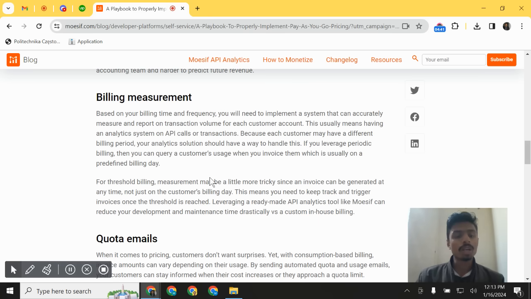If you leverage periodic billing, then you can query a customer's usage when you invoice them, which is usually on a predefined billing day. For threshold billing, measurement may be a little more tricky since an invoice can be generated at any time, not just on the customer's billing day. This means you need to keep track and trigger invoices once the threshold is reached.